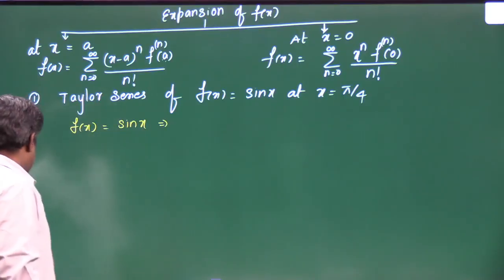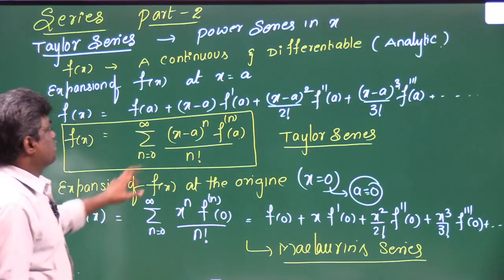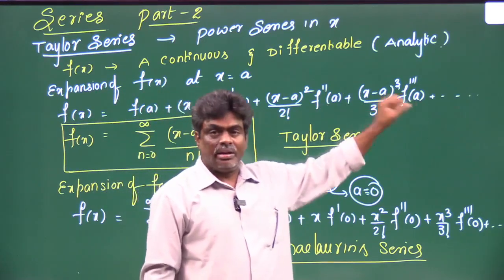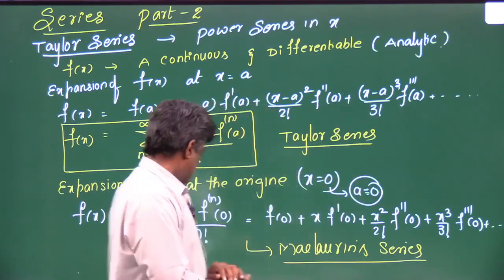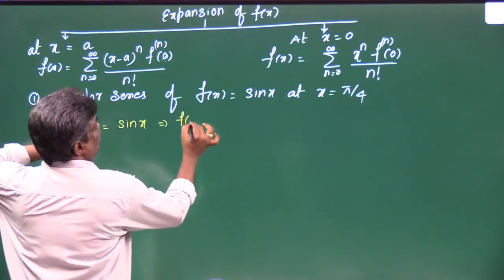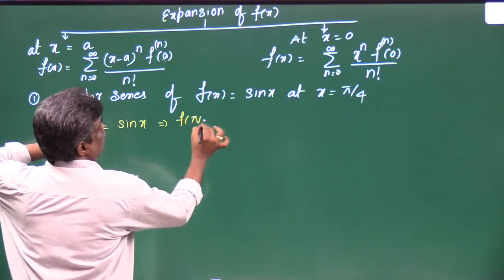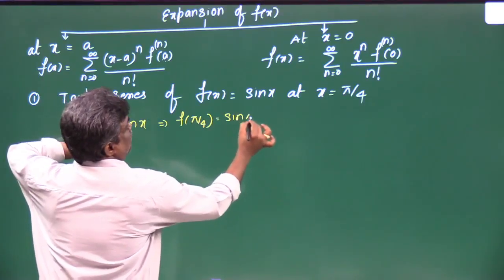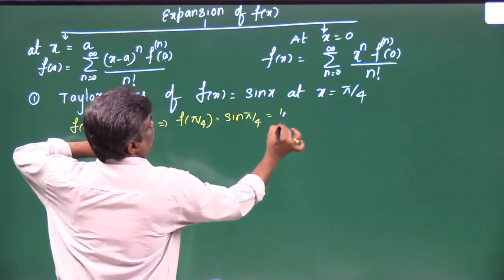So if you see the expansion, we want these terms: f of a, f dash of a, f double dash of a, f triple dash of a, and so on. So that means, here f of x is given. So simply find f of a. Here a is pi by 4. So f of pi by 4 equal to sin pi by 4, which is equal to 1 by root 2.